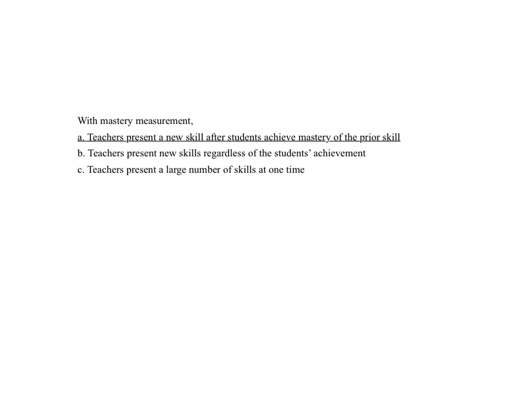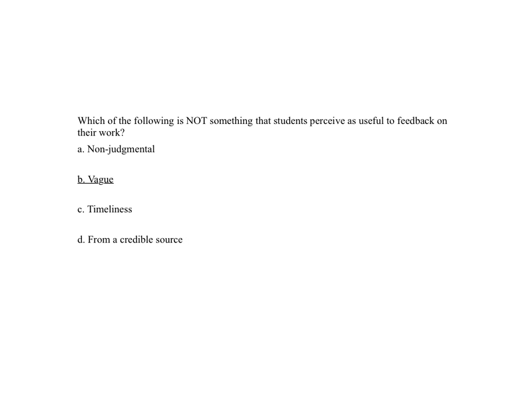With mastery measurement, A, teachers present a new skill after students achieve mastery of the prior skill. This is important. You can't move on until they have accomplished the task. You can't introduce new skills without the students having shown proficiency in the previous skill. Which of the following is not something that students perceive as useful to feedback on their work? The correct answer is B.